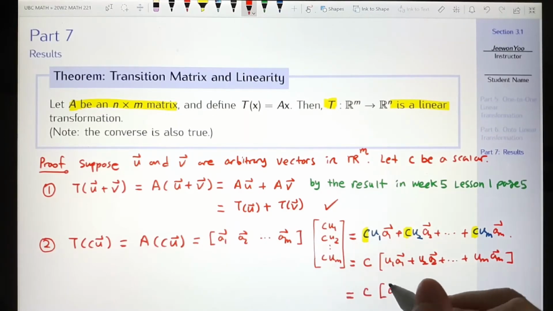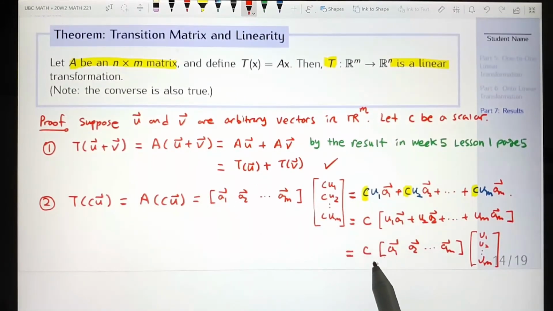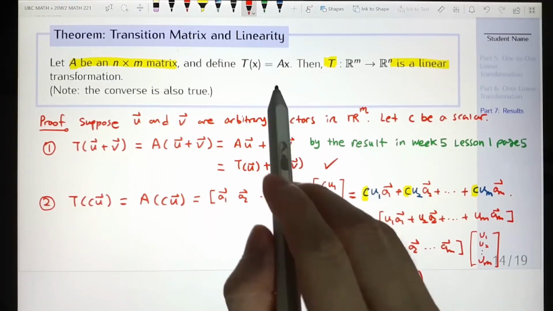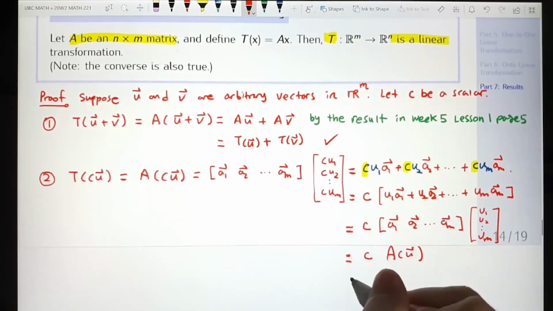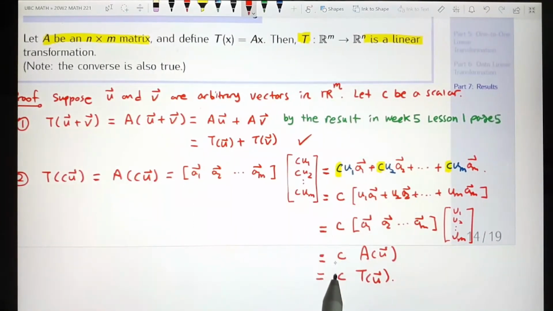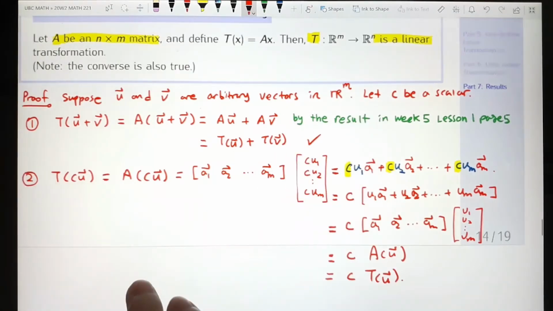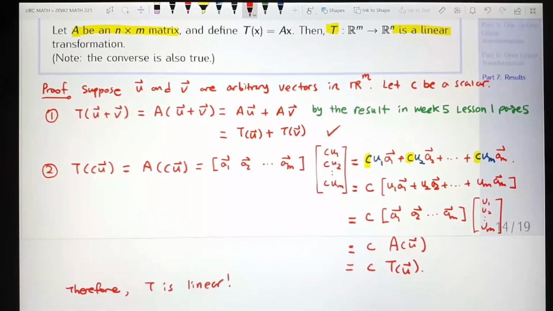So this is nothing more than C times matrix A times U. Wait a minute, this A of U is nothing more than T of U. Congratulations, starting from the left-hand side, it equals the right-hand side over there. Thank you, this is the end of proving the second result. Therefore, T is a linear transformation. Here's the conclusion sentence.